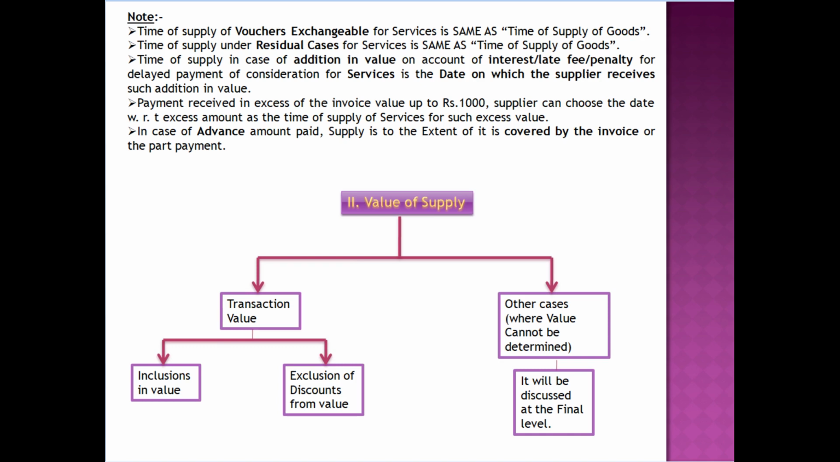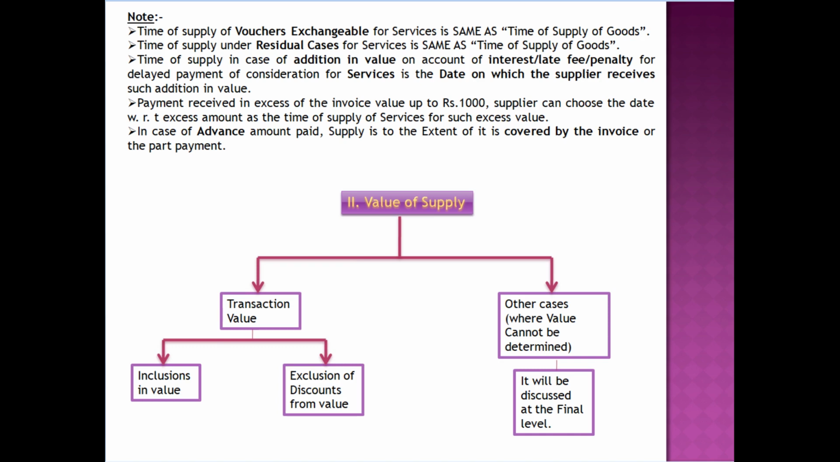And the third point is, in case of any addition in value by way of interest, late fee, or penalty for delayed payment of consideration, the time of supply will be the date on which the supplier receives such addition in value. And the next point is, payment received in excess up to 1000 rupees. The time of supply will be the date in respect of such excess value chosen by the supplier. And the last point is, in case of advance payment received, it is not like goods. In case of services, it would be taxable to the extent of the value which is covered by the invoice. So remember that advance payment is taxable in case of supply of services.